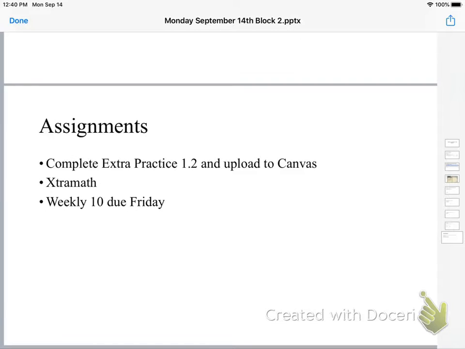All right, so for your homework, you're going to complete the extra practice, which is on Canvas. It's a worksheet, and then you're going to upload it. You're also going to do your extra math, just like you do every day, and your weekly 10, there's a new one on there that is due on Friday.